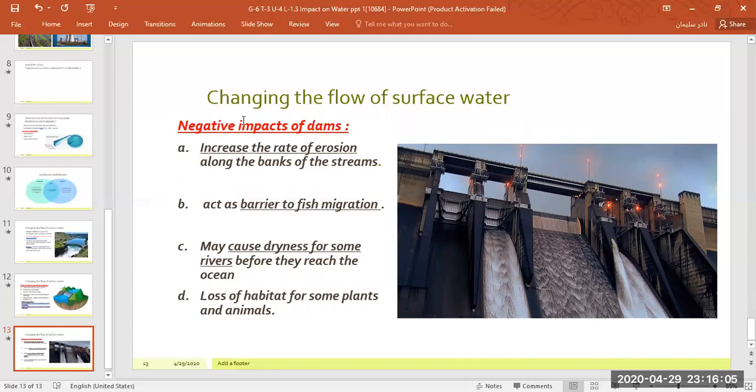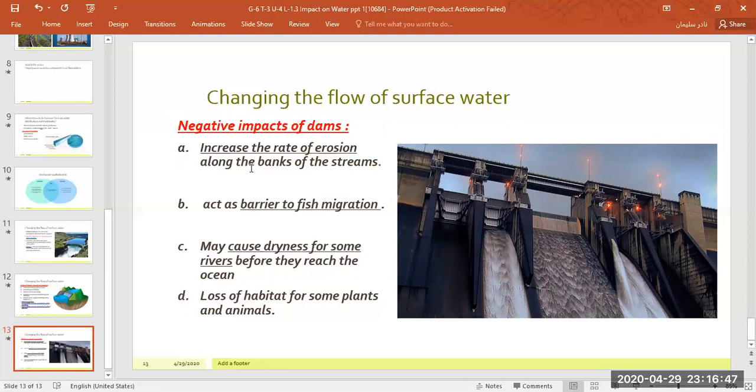Let's see. The first negative impact of dams is that it increases the rate of erosion along the banks of streams. As you know, when water flows within the river and reaches the dam, sediments, like sandstones, sands, and small rocks that settle on the bottom of the river, will not continue with the water. They stay behind the dam. This will cause water to flow and to cause erosion along the banks of the streams.